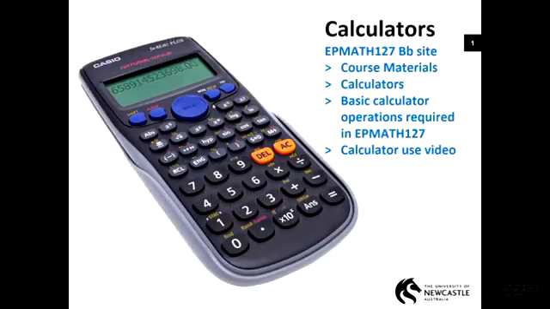Okay, so there's a calculator. It doesn't matter what type of calculator you've got, as long as it's a scientific one. Any calculator you had at school would still be right. If you're looking to get a new one, those ones are fantastic. The FX82AE Plus or Plus 2. You don't have to get them, but they're pretty popular.